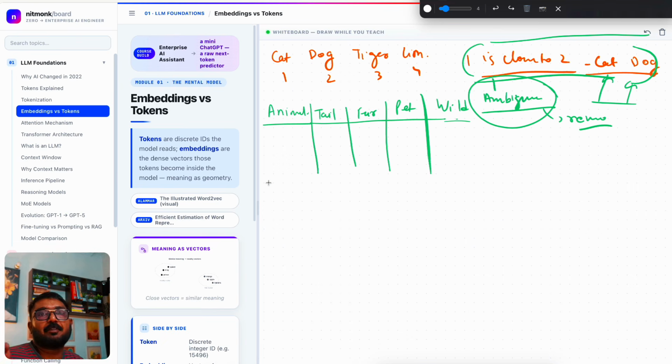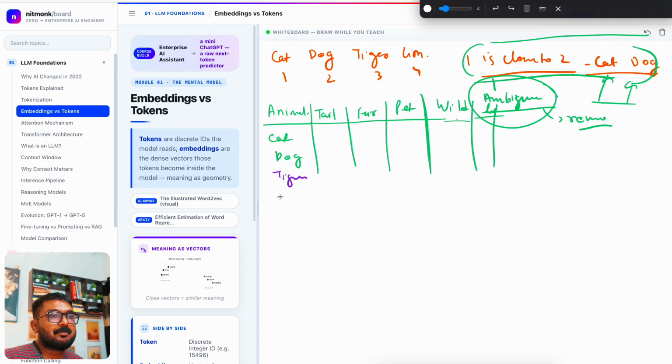So let's say we take one more parameter: how many legs they have. Legs. The last one is legs. So the animal is cat, then there is dog, right? And then there is tiger, correct? And then there is this lion, right? So this is how it's looking.